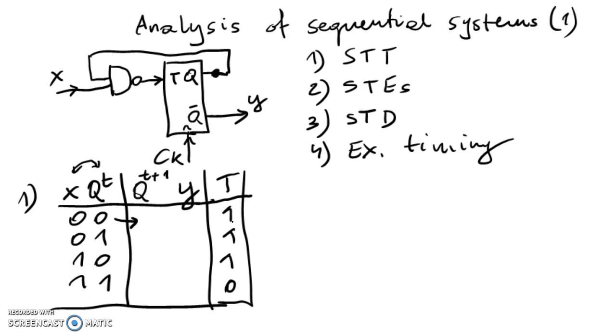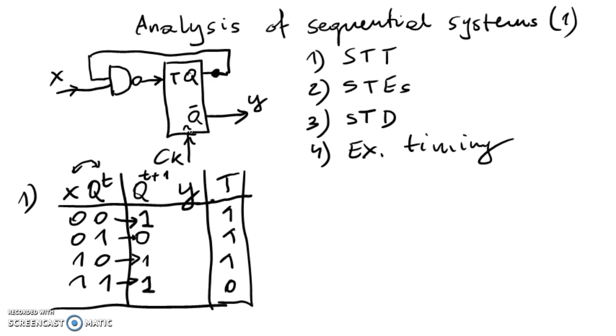If you have T equal to 1, the next state will be inverted. The same is true here, inverted. The same is here, inverted. And in this case, it will stay the same. 1,1: no inversion, no change. Okay.